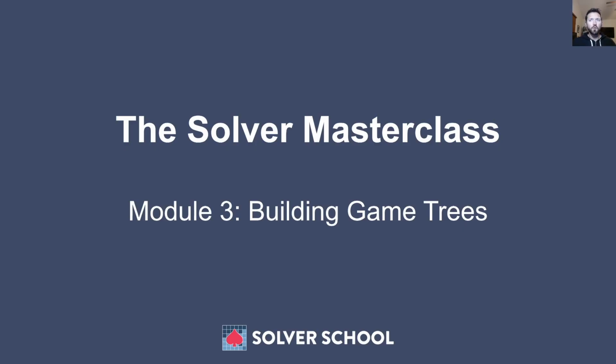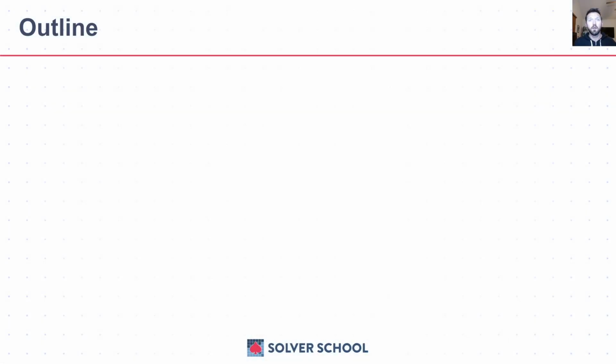So starting in Module 3, we're going to have a set of videos specifically designed to walk through the variety of options that we have when we're actually building game trees, aka the inputs. So over the course of the next several videos within this module, I'm going to be talking about a variety of topics. We'll start with defining the problem.